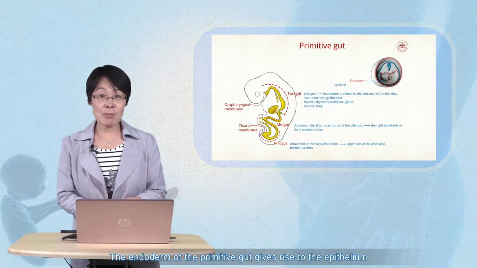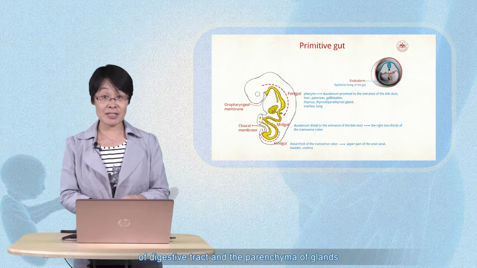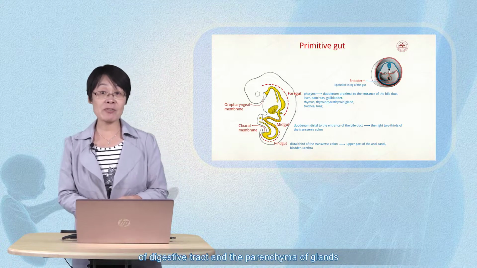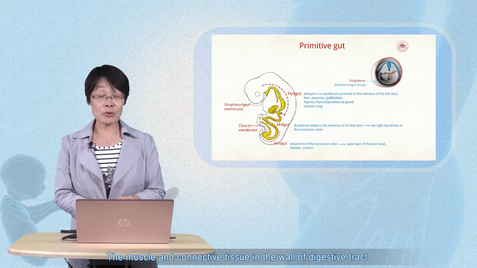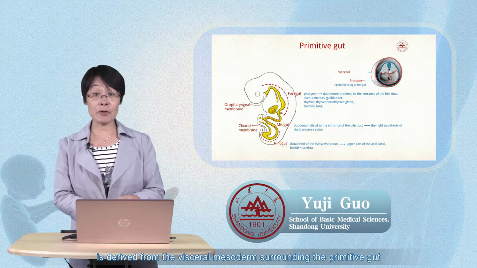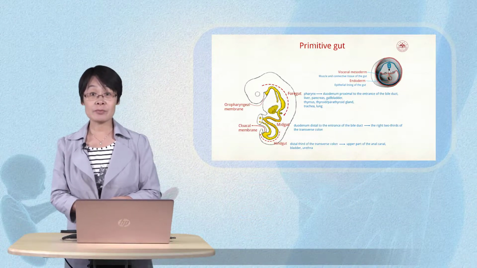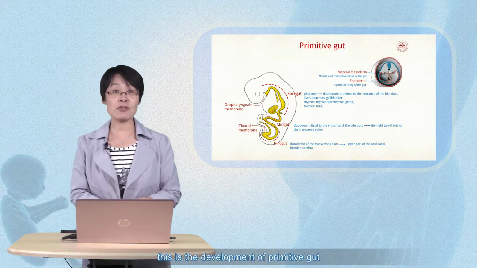The endoderm of the primitive gut gives rise to the epithelium of the digestive tract and the parenchyma of the glands. The muscle and connective tissue in the wall of the digestive tract are derived from the visceral mesoderm surrounding the primitive gut. This is the development of the primitive gut.